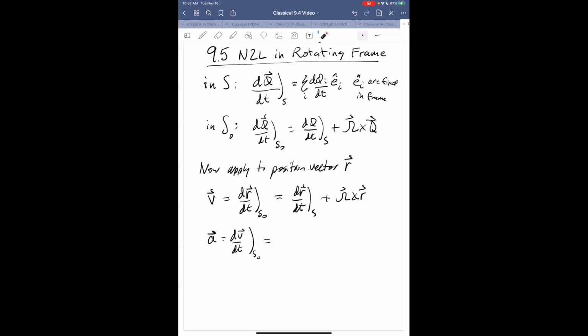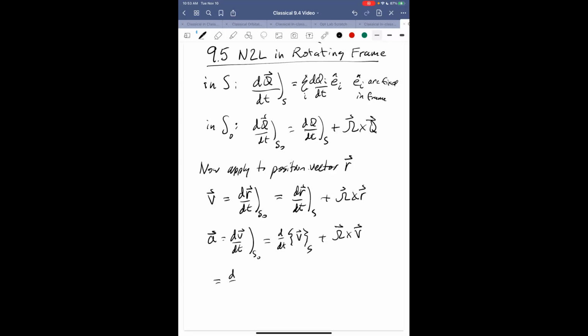So what does this thing say to do? Well, I need to have the derivative with respect to time of this vector. So maybe I'll just write it out slowly that way, in the S frame. And then I need to take the cross product of the rotation vector with this vector. Okay, so let's say that.